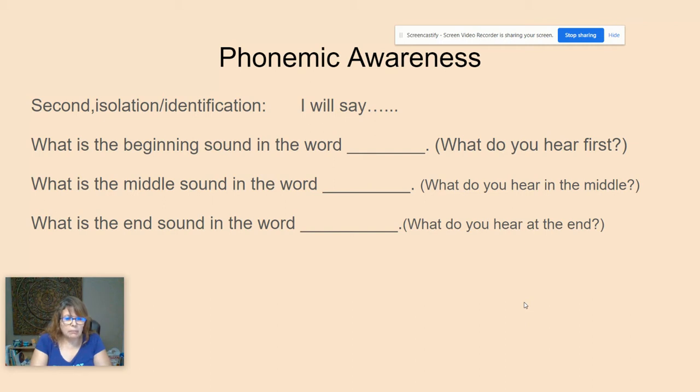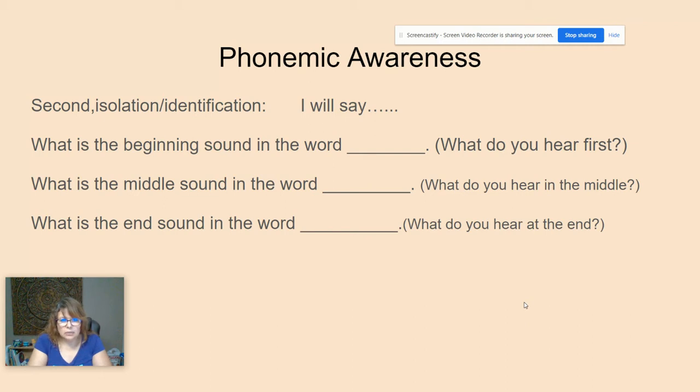If I say what's the middle sound in the word cat, k, a, t, a would be the middle sound. If I say what's the end sound in the word cat, k, a, t, you would say t. That's the end sound. Okay, so let's start with the words.